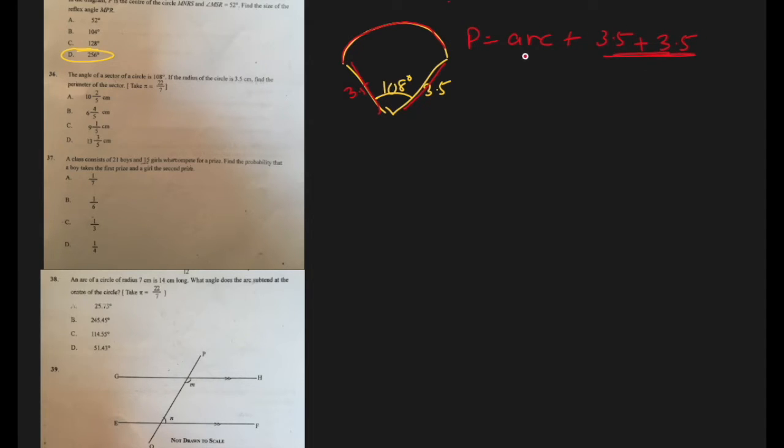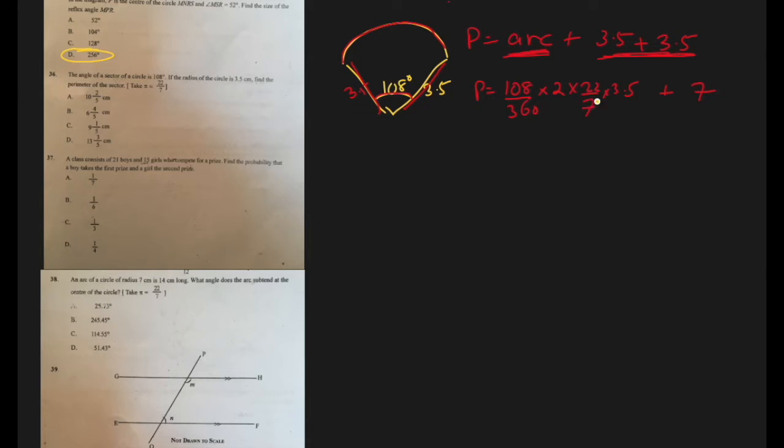So we know these two. We want to find the arc. Arc is the ratio of the circumference. What is the ratio of the angle with 360 degrees? Yeah, that is the formula. So it will be 108 divided by 360. This is the fraction of the whole circle, so the fraction of the perimeter. Perimeter of this will be 2 pi r, with r as 3.5. This is the arc. And we already have 3.5 plus 3.5, 7.